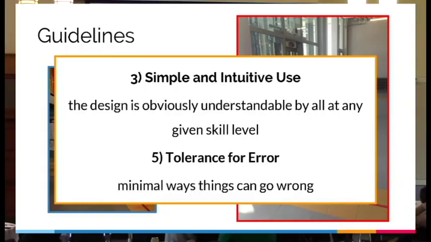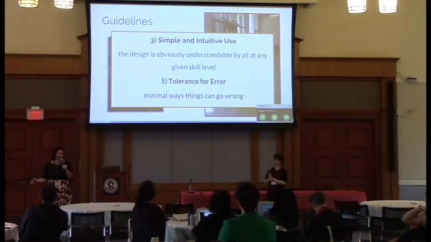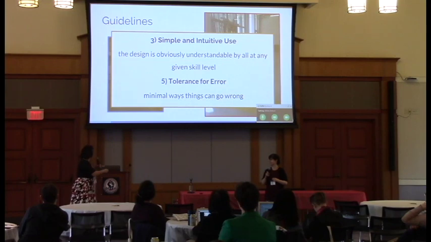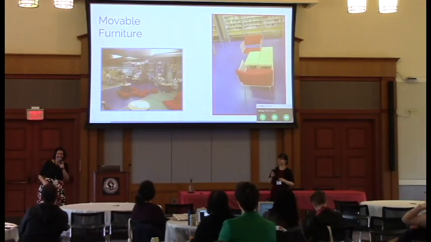Simple and intuitive, follow the line. Tolerance for error. You can't really go wrong with raised guidelines, and they're not hazardous to wheelchairs or any other assistive devices. Where does the yellow brick road lead to, though? Thank you, Nicole. The yellow brick road leads to movable furniture.